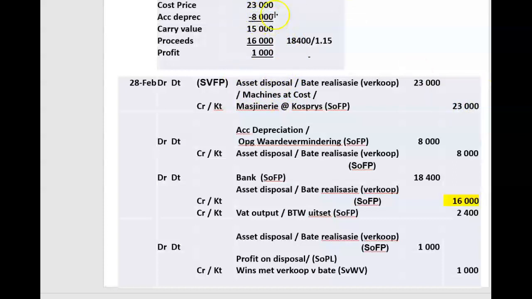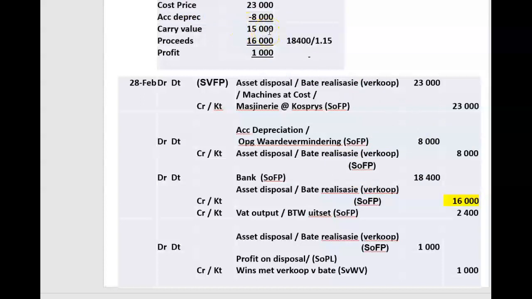Second step, take the accumulated depreciation out of my books. Accumulated depreciation is a negative asset, so therefore it's got a credit balance. It reduces the value of the asset. So how do I take it out? I debit the accumulated depreciation account, statement of financial position, and I credit the asset disposal account, statement of financial position, 8,000. What is now lying in my asset disposal account? The carrying value of the asset of 15,000.